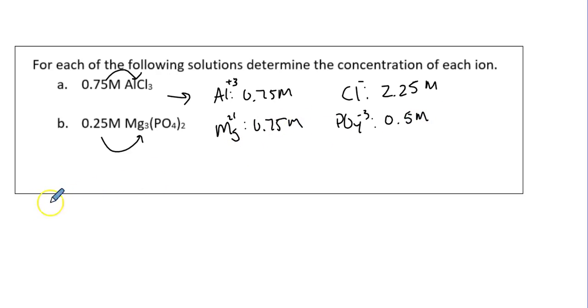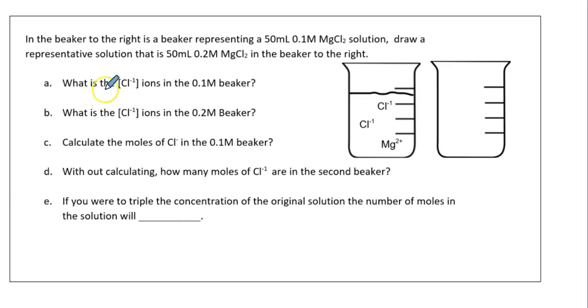Hopefully you're keeping up here. The beaker to the right represents 50 milliliters of 0.1 molar magnesium chloride solution. Draw a relative solution that's 50 milliliters of 0.2 molar magnesium chloride. Same volume, it's going to be twice as concentrated. I'll use the negative for the chloride ion, and the positive for the magnesium 2+ ion. Being a little lazy here.